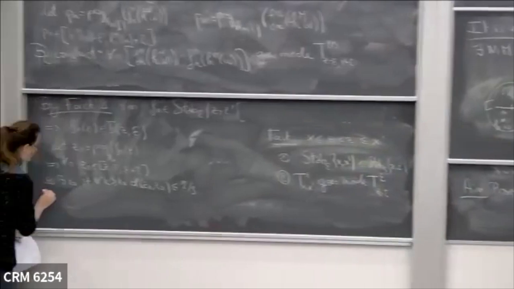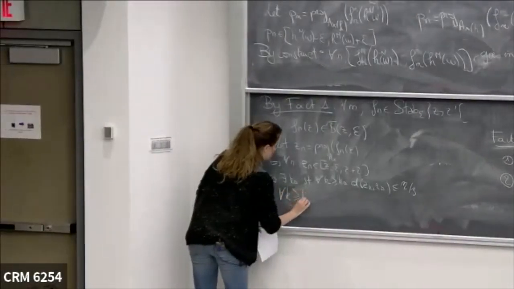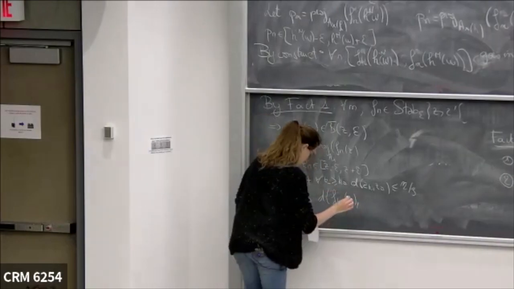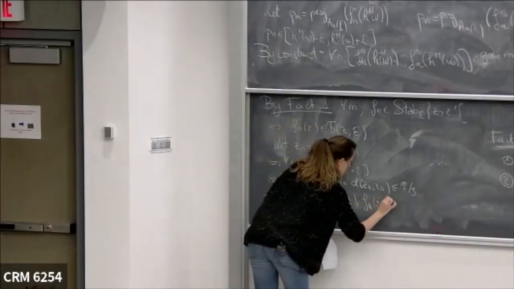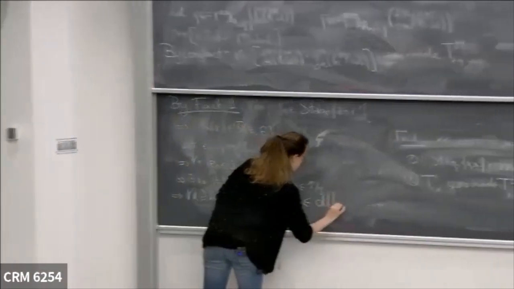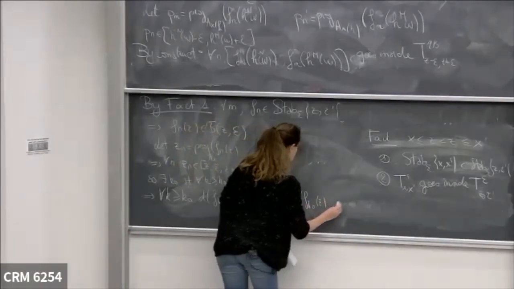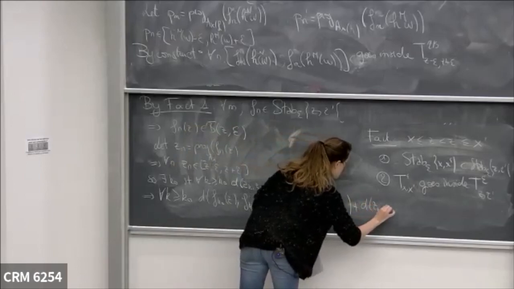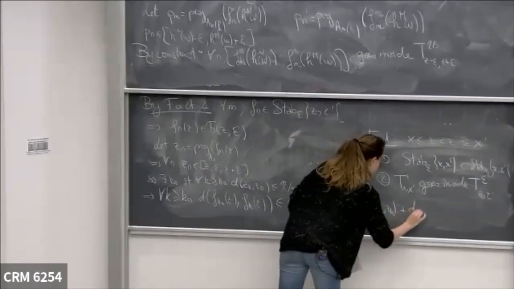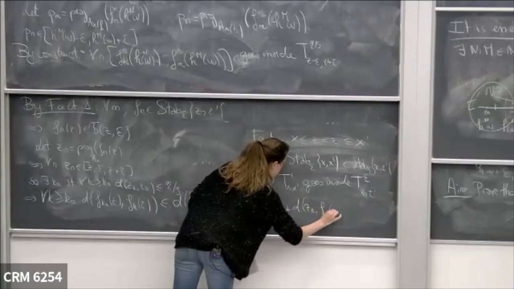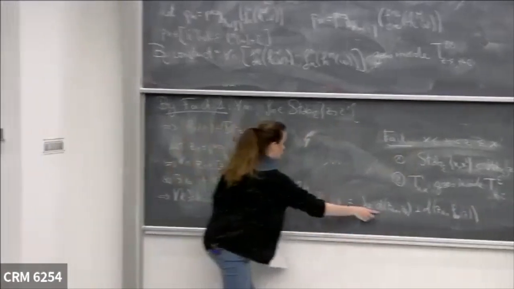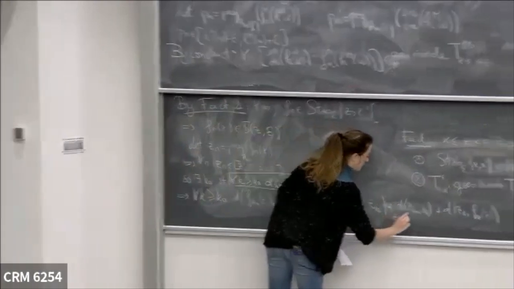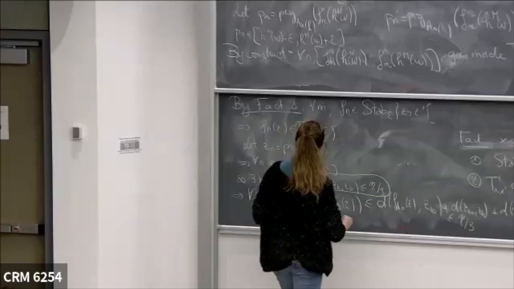So this implies that for all k bigger than k0, we can look at the distance between fk0 of z and fk of z. This is less than, by the triangle inequality, the distance between fk0 of z and zk0, plus the distance between zk0 and zk, plus the distance between zk and fk of z. So by assumption here, we get that this one is less than eta over 3.